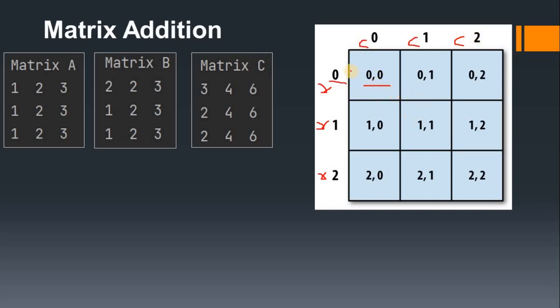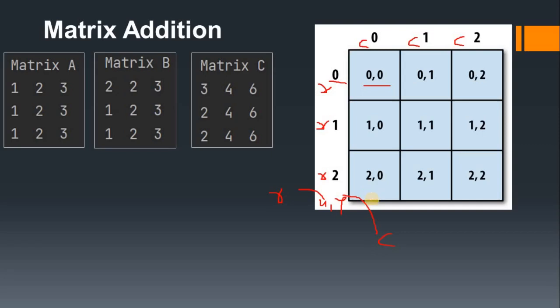Each position consists of two values, like x position and y position. The x position represents the row, and the y position represents the column. So 0, 0 means 0th row and 0th column. 1, 0 means the second row and first column. 2, 0 means the third row but the first column. So the first position represents the row value and the second position represents the column value.